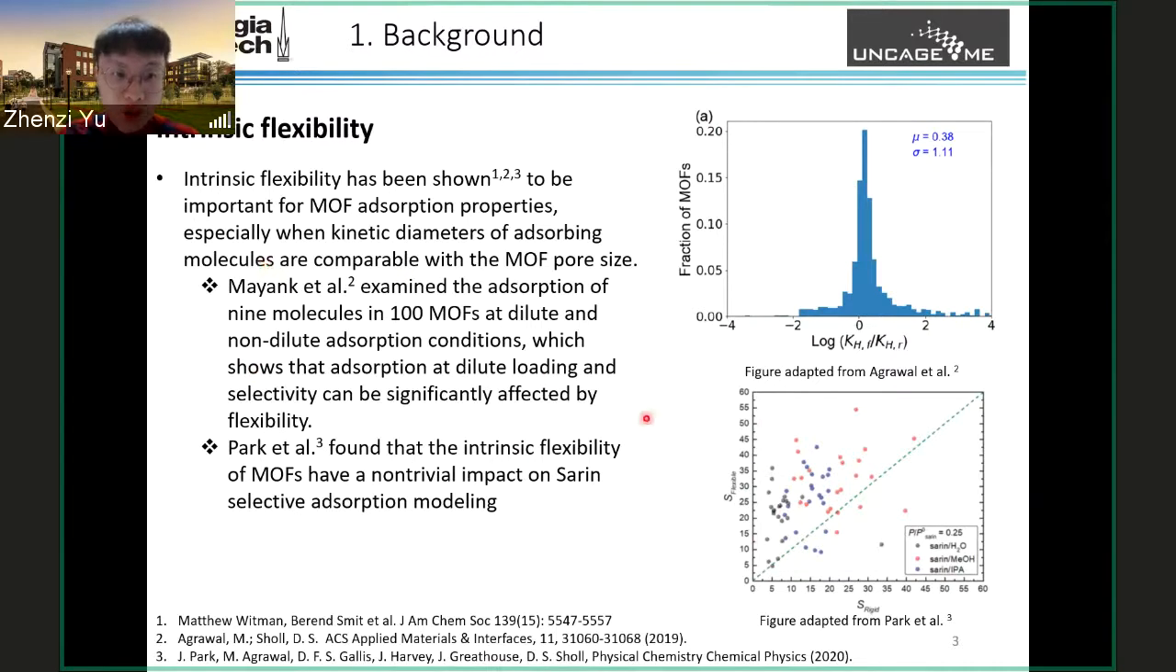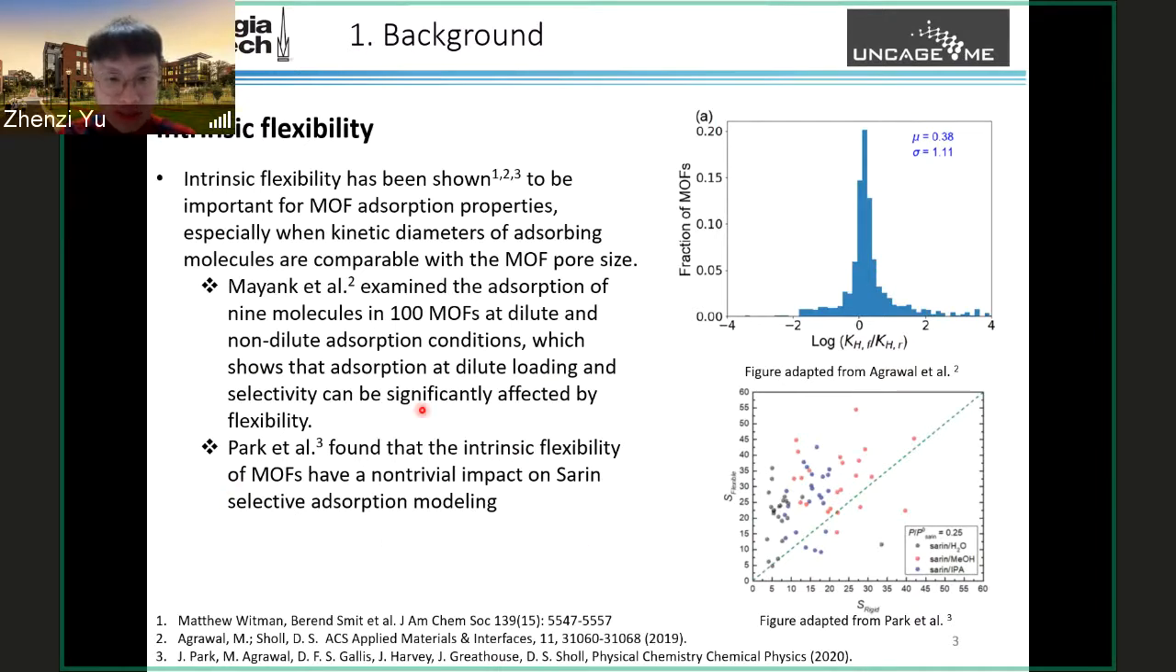Mayank and his co-workers examined the adsorption of 9 molecules in 100 MOFs at dilute conditions, which shows that adsorption at dilute loadings and selectivity can be significantly affected by flexibility. As we can see from the figure on the top, the x-axis is the ratio of Henry constant from flexible prediction and Henry constant from rigid prediction. We can see a large portion of MOFs experience a large change after applying intrinsic flexibility.